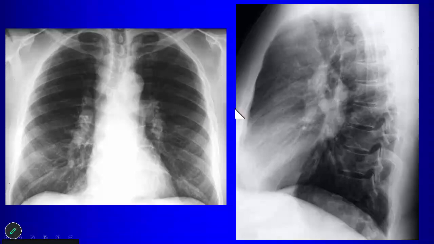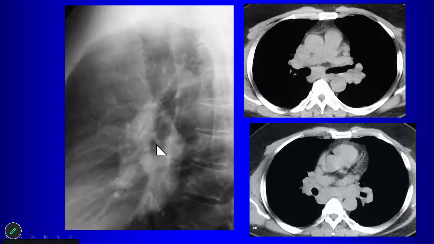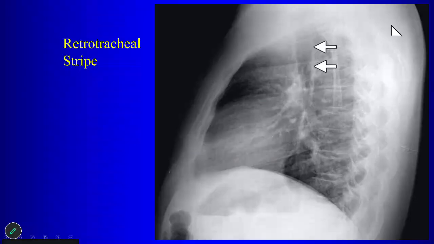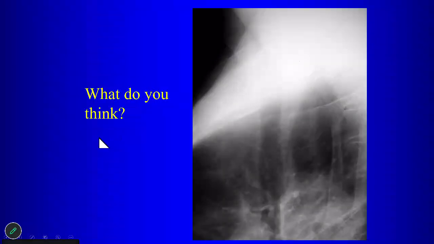Sarcoid, yeah. There's right paratracheal and bilateral hilar lymphadenopathy, and it's very common for them to also have subcarinal lymphadenopathy. What is this line? Posterior tracheal stripe. Yeah, so that is the retrotracheal stripe that marks the posterior wall of the trachea, right? So you can have air that gets behind there from the right upper lobe, and then you will see the posterior wall of the trachea, retrotracheal stripe.